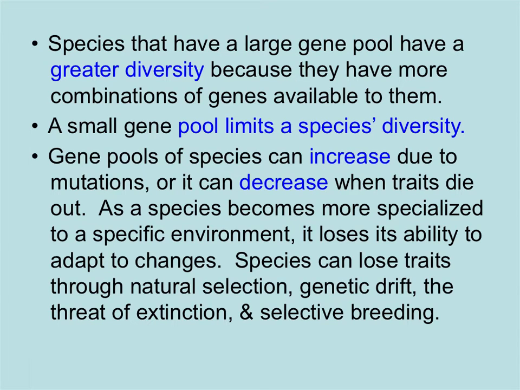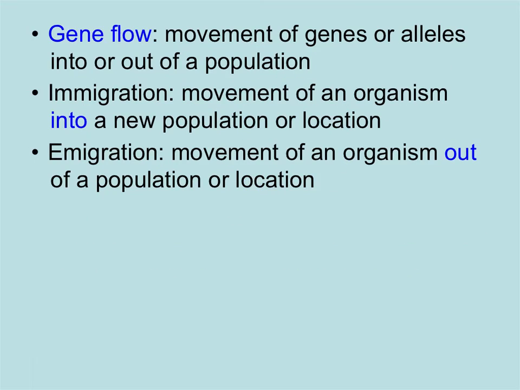Anyway, species can lose traits through natural selection, as they die out. Also through genetic drift, extinction threat, so coming close to extinction, and also something called selective breeding. So we're going to talk about each one of those now.